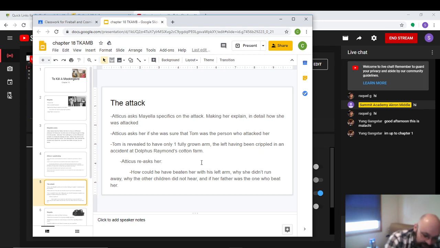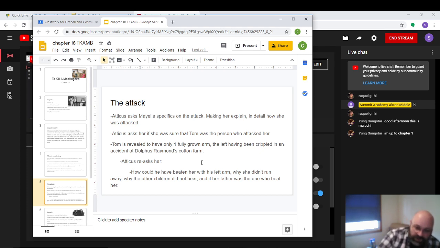Atticus, during this point in time, has Tom stand up. And this is the big reveal in the court, and that's the fact that Tom, even though he's a fully grown man and he's pretty muscular from Scout's description of him, he only has one fully grown arm. His left arm was crippled in an accident at Dolphus Raymond's cotton farm when he was very young. So one arm's fully grown and muscular, but the other arm only comes down to about where you would expect someone's elbow to be. And he has basically no control over it.